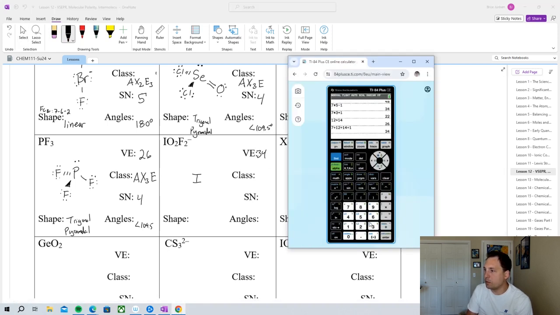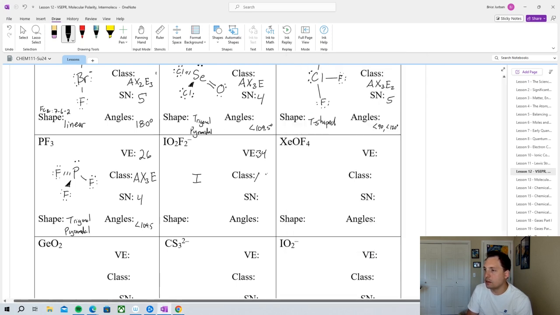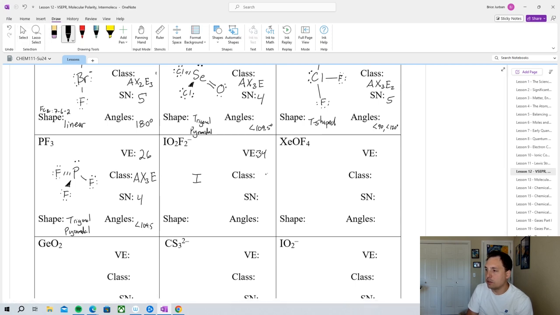Okay, we have 4 atoms, so 4 times 8 is 32. Okay, so we're going to have one lone pair on the iodine. So this will be a new notation. This one's AX4E, and AX4E is square pyramidal. Or we can put the lone pair on the bottom or on the top. Put it on top, doesn't matter.